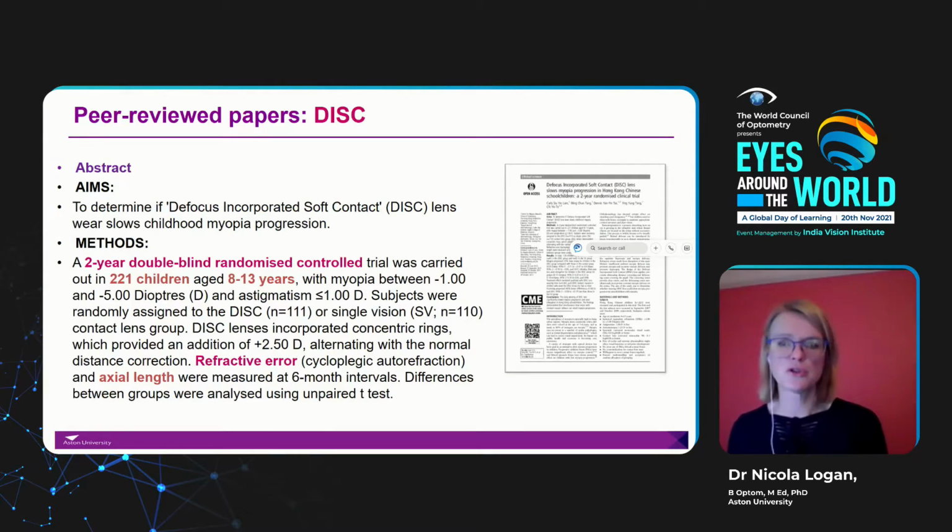And the study used 2 primary outcome measures. You can see I've highlighted here refractive error, and that was measured under cycloplegic autorefraction conditions, which are typically standard for a clinical study. And they've also measured axial length.